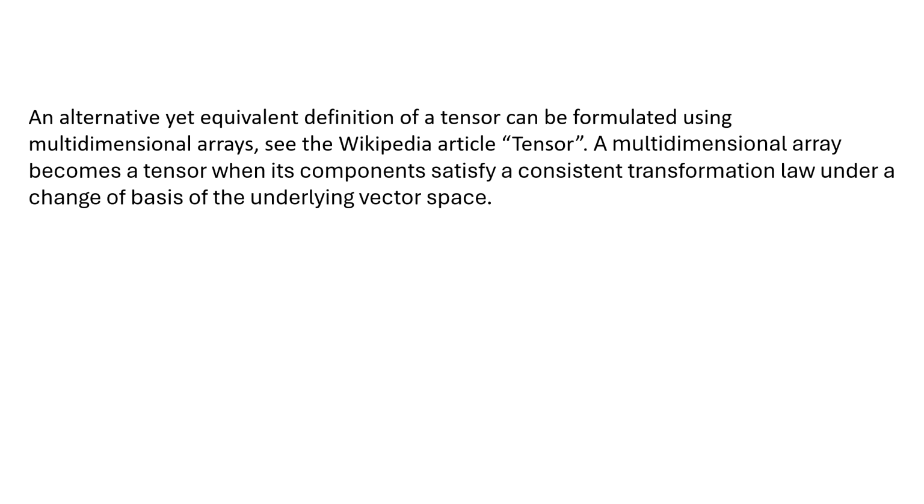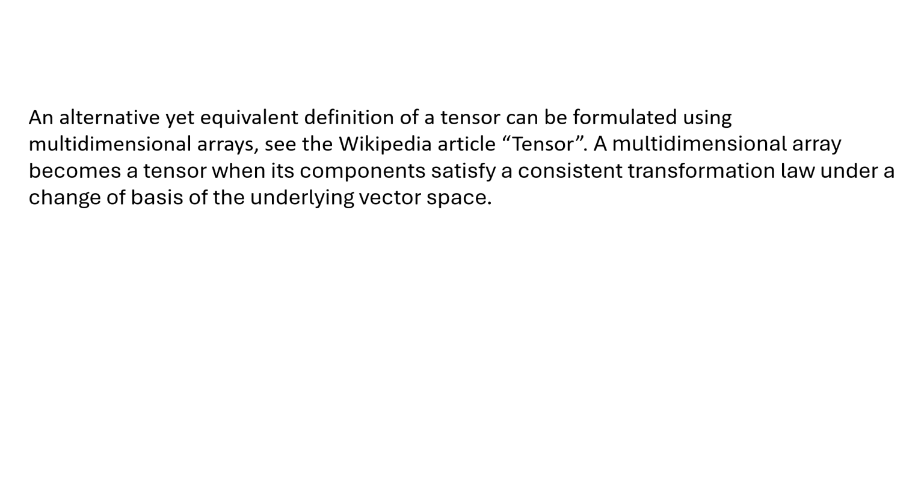As I mentioned on the previous slide, we have another way of defining a tensor in terms of a multi-dimensional array. I have a reference here to a Wikipedia article also on the same topic. A multi-dimensional array becomes a tensor when its components satisfy a consistent transformation law under the change of basis of the underlying vector space. And I mentioned this at the end of the previous lesson. So the point here is you can define a multi-dimensional array like a vector or a matrix or a 4-dimensional entity. But you need to have this additional property to be officially a tensor.